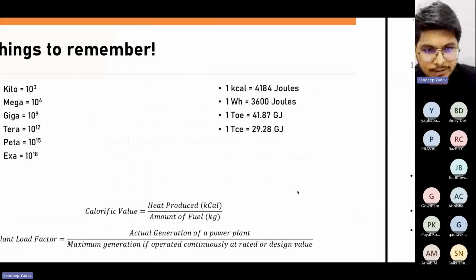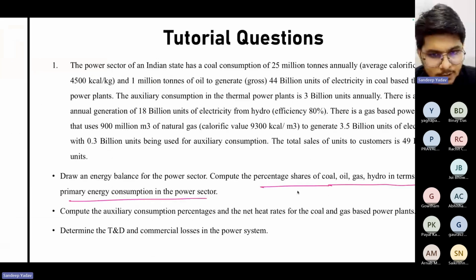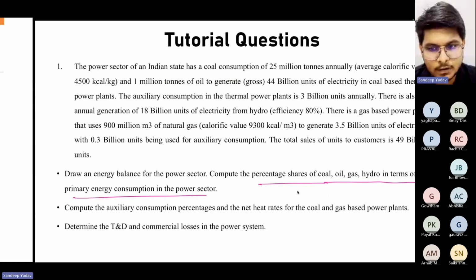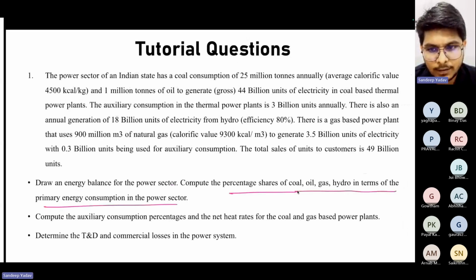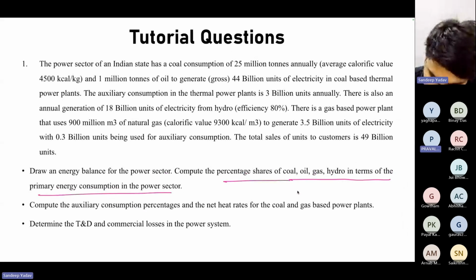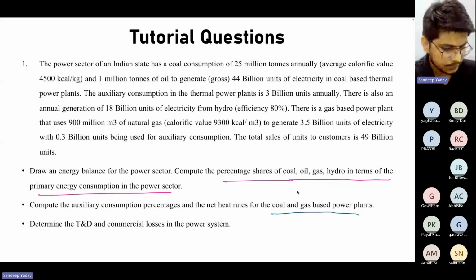Now what is the other thing that's being asked? Compute the auxiliary power consumption percentage and the net heat rates for the coal and the gas power plants. It is being asked only for the coal and gas power plants. Let's see.